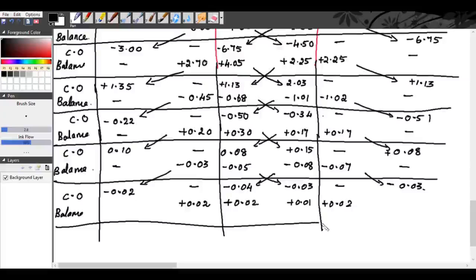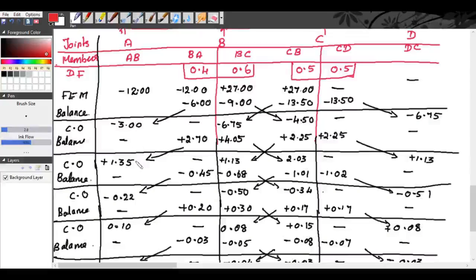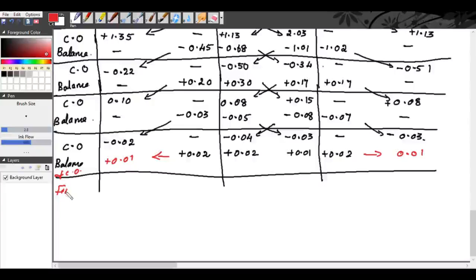And for the last step, when we are stopping the iteration, you have to stop after carrying. Okay, you have to stop with carrying. So for the extreme fixed support, there will be carrying. So 0.02, it is 0.01, and from here 0.01. So with this we will stop. So the last step is balance and carryover to the end supports. So now you can add all the moments to the fixed end moments. That becomes your final end moments.